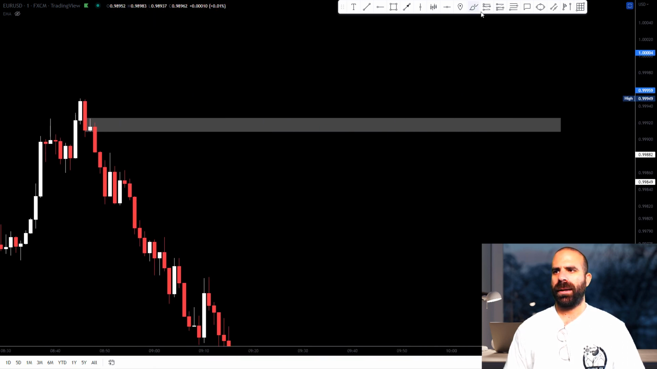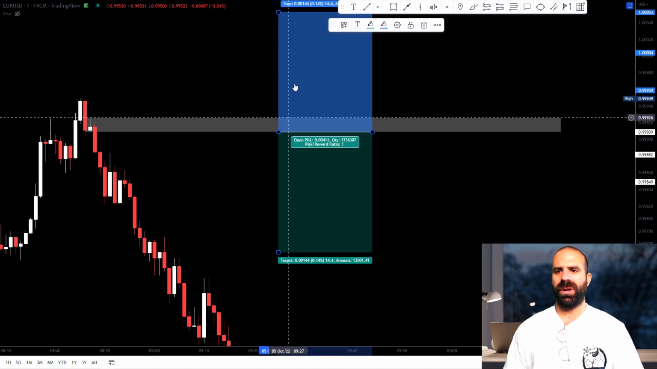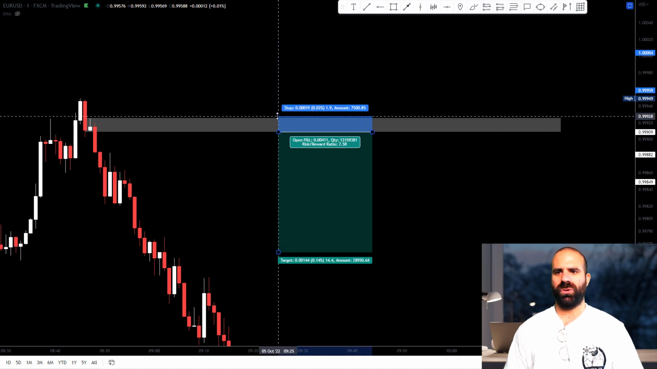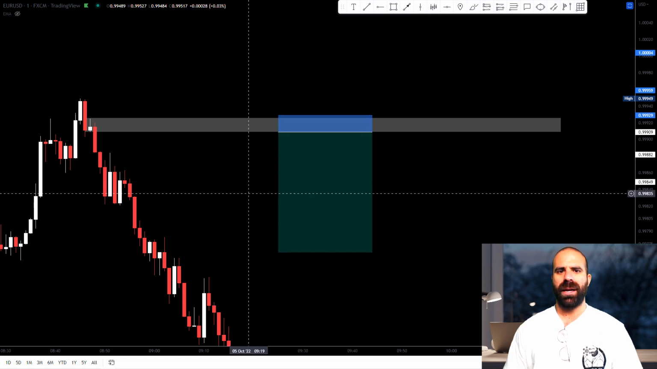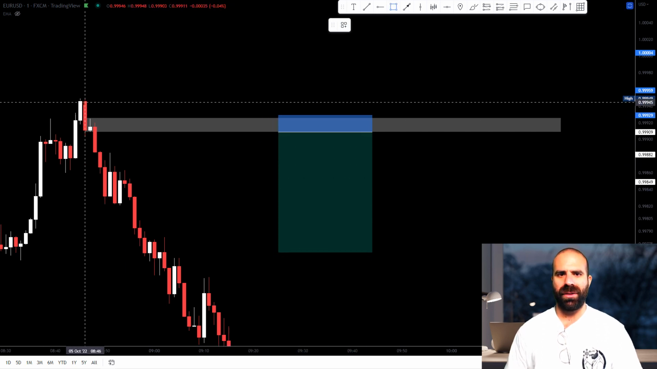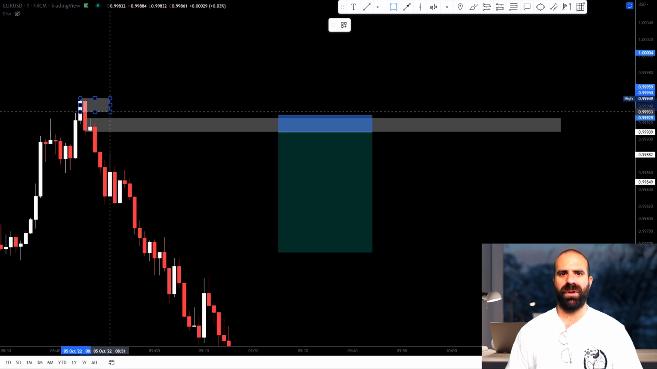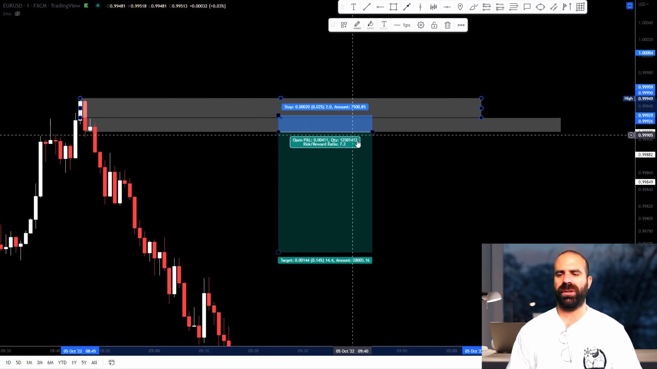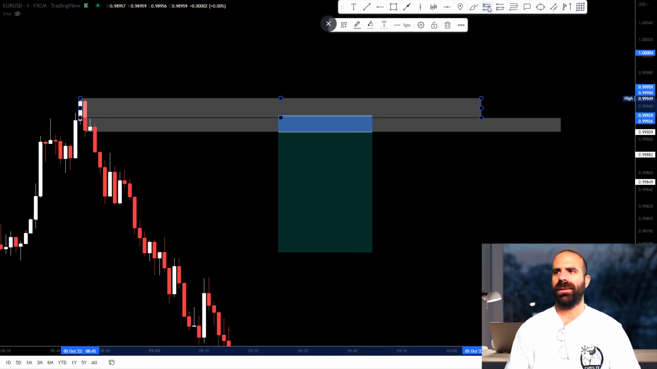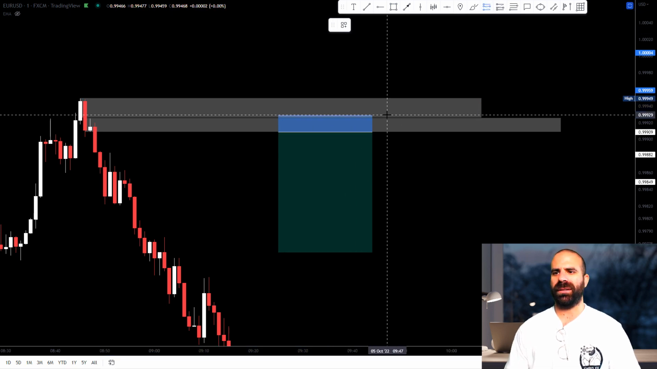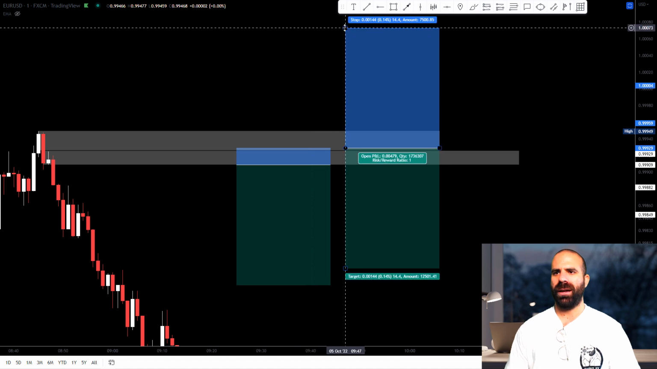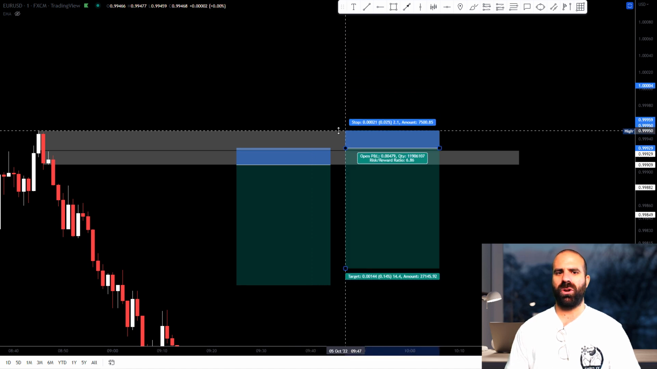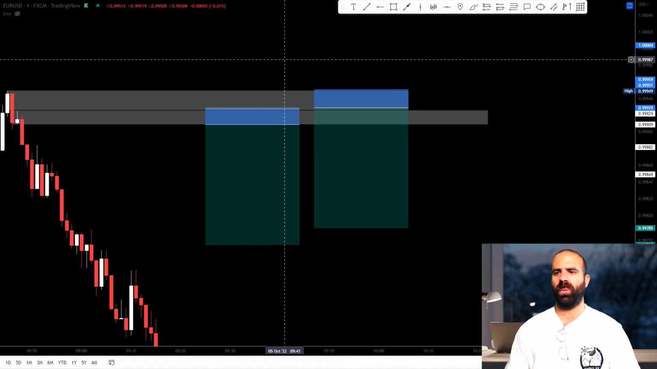Okay, and this is where the magic comes in. This would have a 1.9 pip, a 2 pip stop loss, let's say. And I would place another order just above it. So if the stop loss of this order gets hit, the other order is getting activated. This is the magic. Okay, so the second order, this is the logic, that's what I'm showing you here.